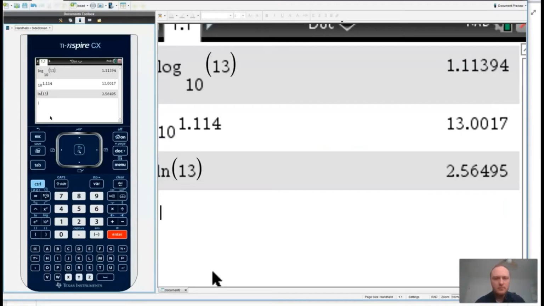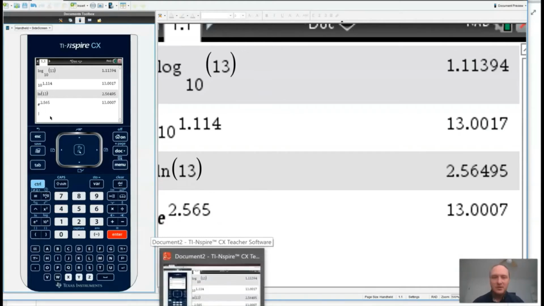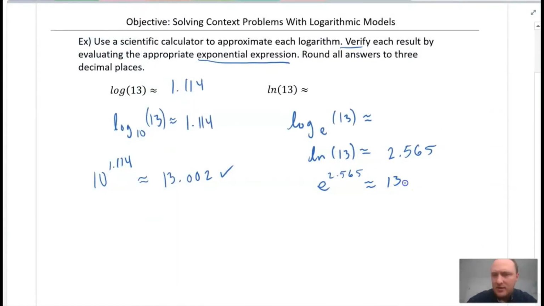So we'll check. E to the power of 2.565, there we go. It is approximately 13. Okay, so that is accurate, which we would expect it to be, right? Okay, so 2.565. All right.